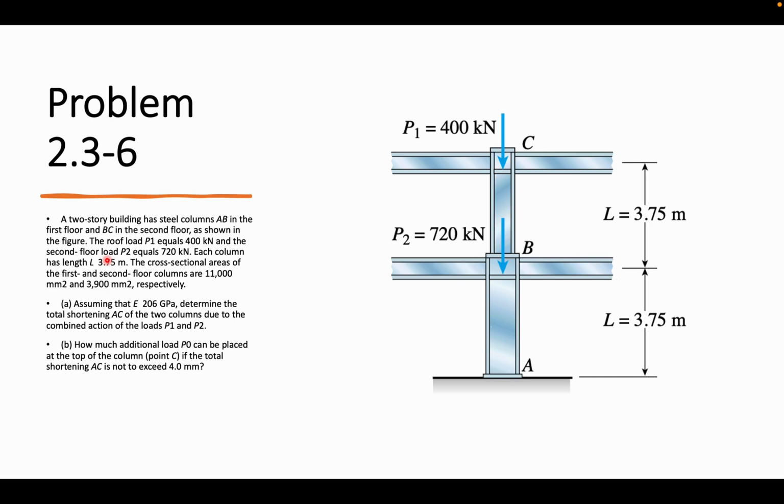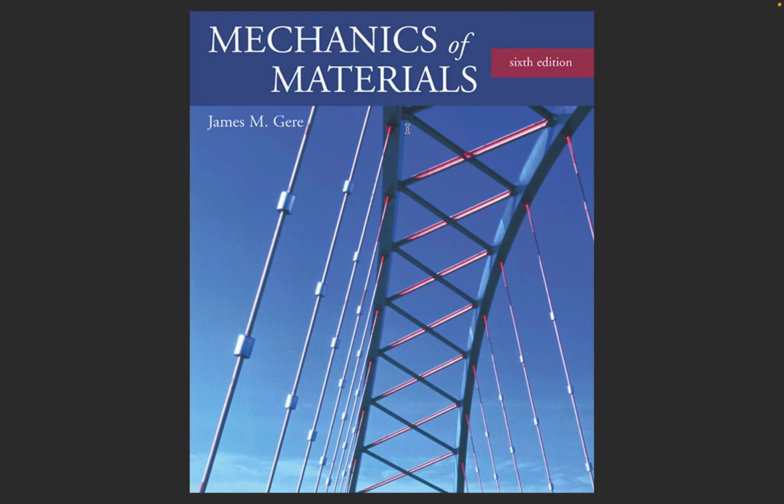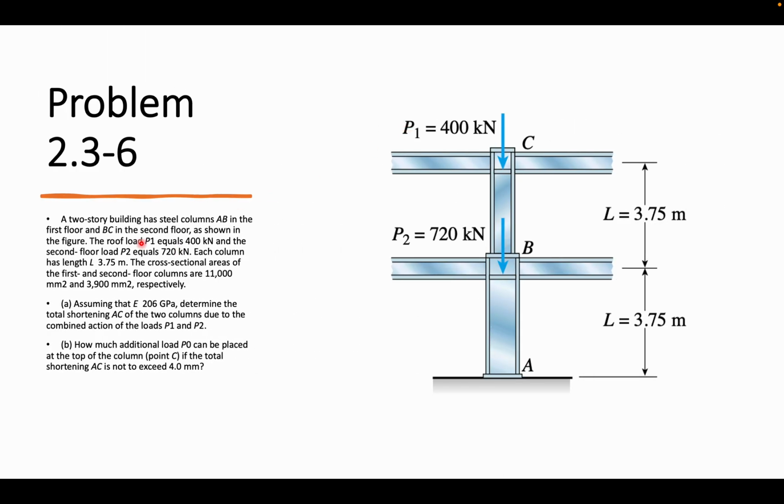Hey guys, today we'll be looking at the sixth part of problem 2.3 from the book Mechanics of Materials, 6th edition, by James M. Gere. Here the question states that a two-story building has a steel column AB in the first floor and column BC in the second floor, as shown in the figure given.